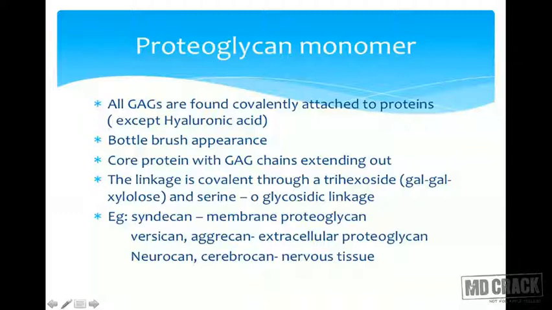There are different names for these proteoglycans. For example, Syndecan is a membrane proteoglycan. Versican and Aggrecan are extracellular proteoglycans. Neurocan and Cerebrocan are present in nervous tissue.